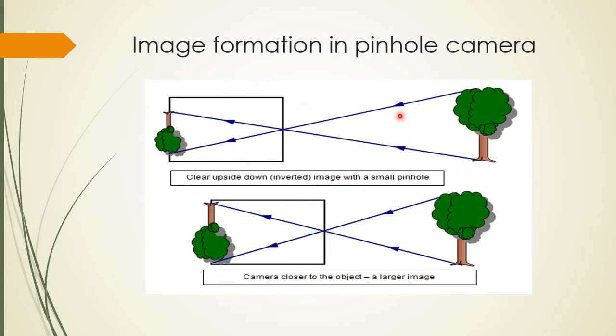As you can see, a clear upside down inverted image with a small pinhole. Camera closer to the object, a larger image. As you can see, this pinhole camera is closer to the tree. At that time, the size of the image will be larger. While in the case of this one, when this pinhole camera is far away from this tree, the size of the image will be decreased at that time. This is about the image formation in a pinhole camera.